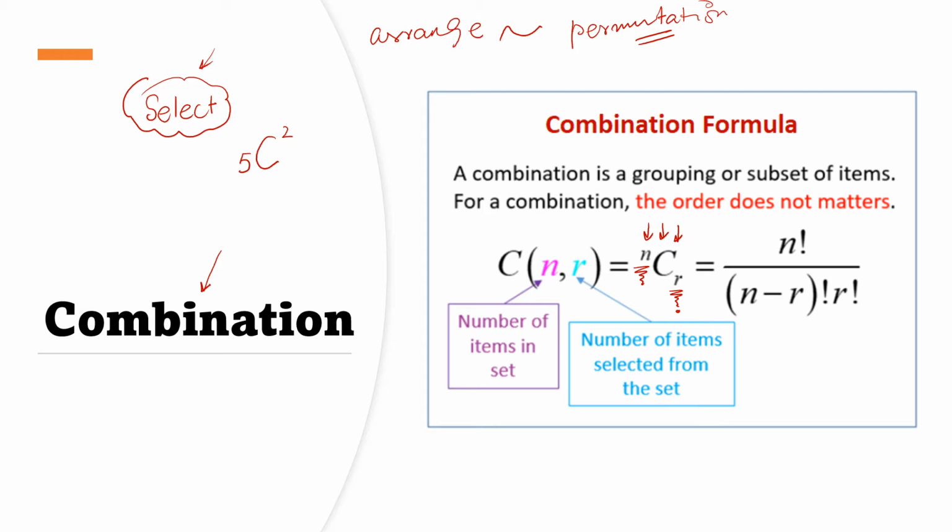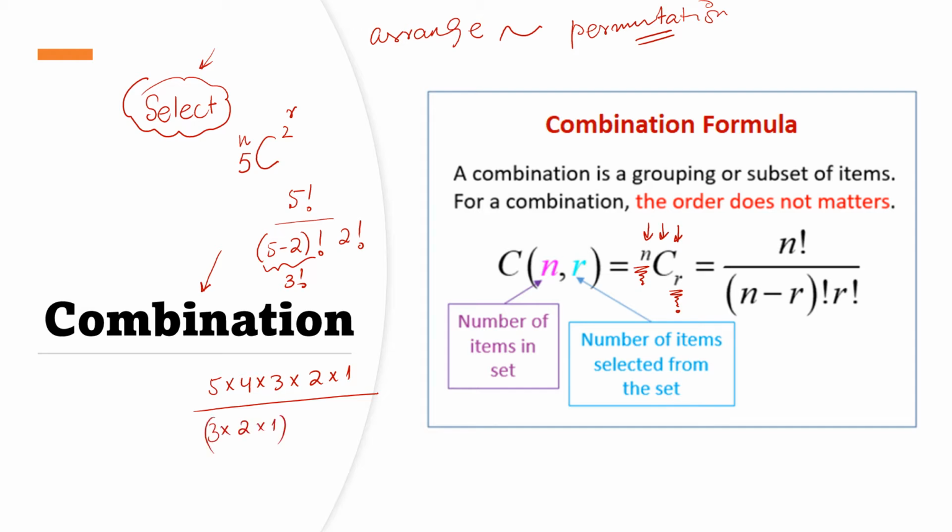So you have to select 2 items from 5. How can you do it? You will do 5 factorial divided by n minus r factorial times r factorial, where this 5 is n and r is 2. So it is 5 minus 2 factorial times 2 factorial. Now what is meant by 5 factorial? 5 factorial means 5 times 4 times 3 times 2 times 1. 5 minus 2 means 3 factorial, which means 3 times 2 times 1. And 2 factorial means 2 times 1.